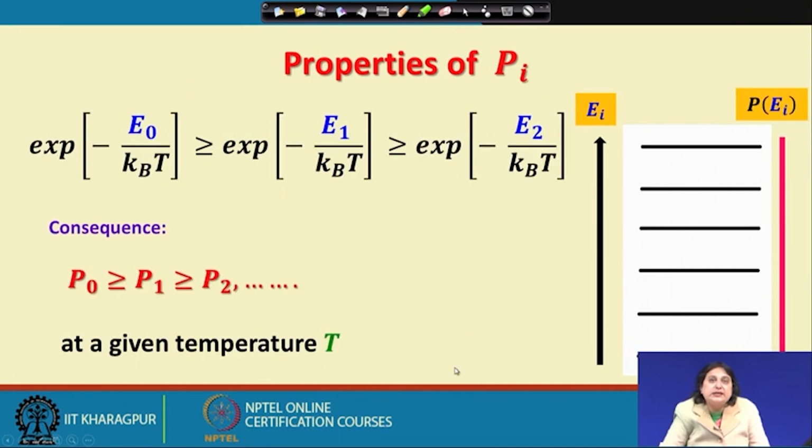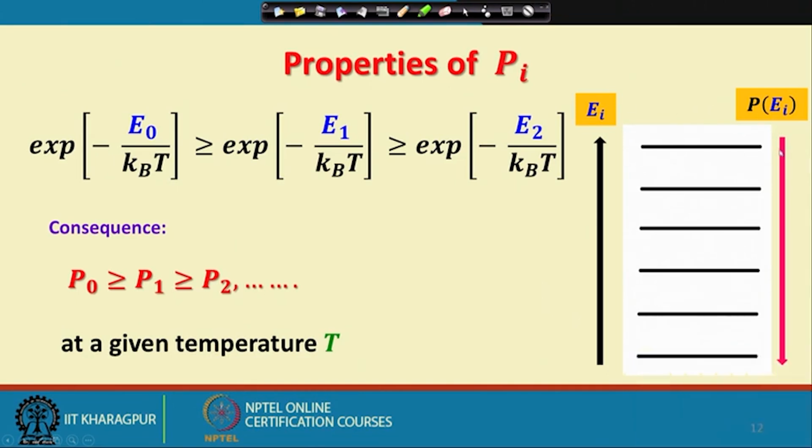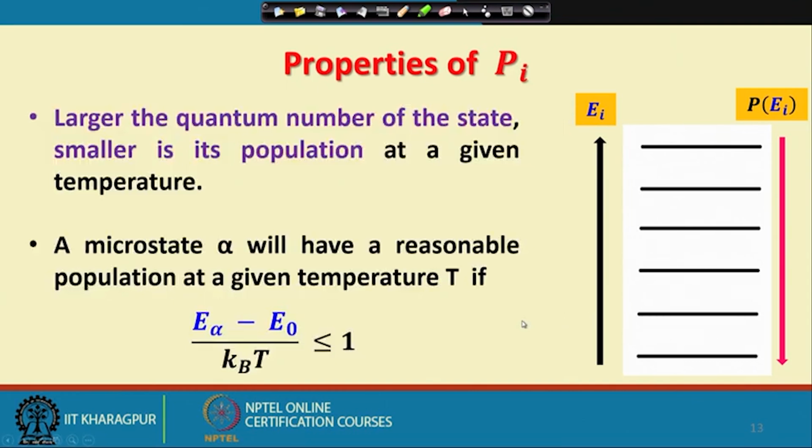And the consequence is that if I follow the definition of probability, then if energy increases in this direction, the probability of observing that particular state, or the probability of a particle occupying that particular state at a given temperature, decreases. So basically what we are concluding is, larger the quantum number of the state, smaller is its population at a given temperature.